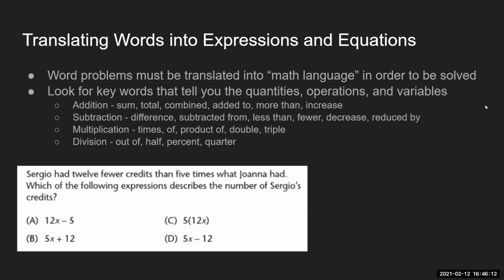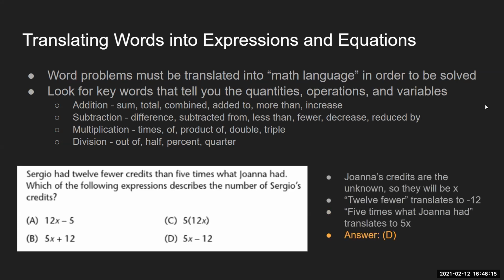In this instance, we're looking for an expression to describe the number of Sergio's credits. Joanna's credits are the unknown here, so they're going to be our X. Then we see Sergio had 12 fewer, so that translates to minus 12. And then we see 5 times what Joanna had, so we can say 5 times X, because X is Joanna's credits. You put that all together, and our answer would be D, 5X minus 12. That is 12 fewer than 5 times what Joanna had.